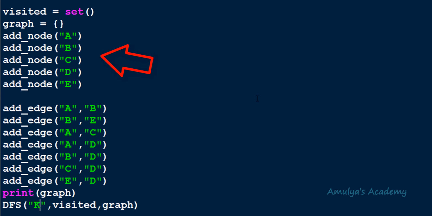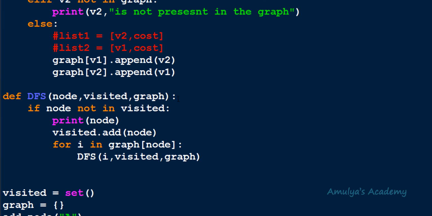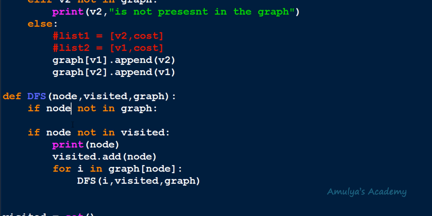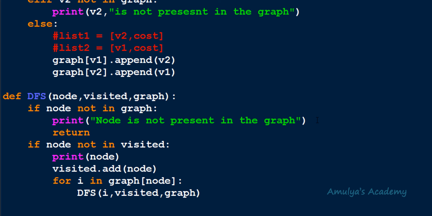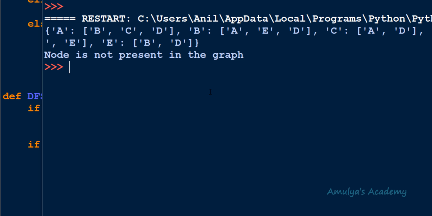Now if you give this and if I execute this program, what will happen? Here you can see it will print K, then it will print an error. So to avoid this, what you can do is include a condition here. Before visiting a node, you can check whether the given node is present in the graph. If node not in graph, that means that node is not present. So I'll print this message, and here I'll use a return statement. So now if I execute this, here you can see it will print this message, node is not present in the graph.